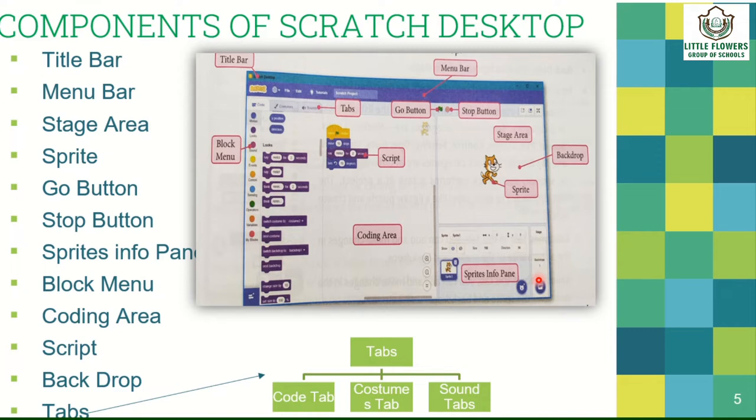Now next is the block menu. So these are our block menus, like events, motion, sensing or operators. These are the block menus. They display the categories of blocks based on their function and uses.